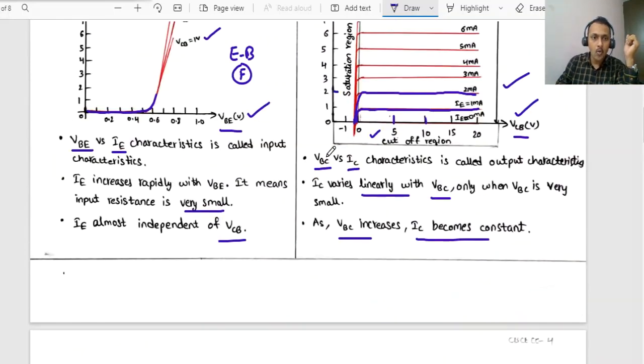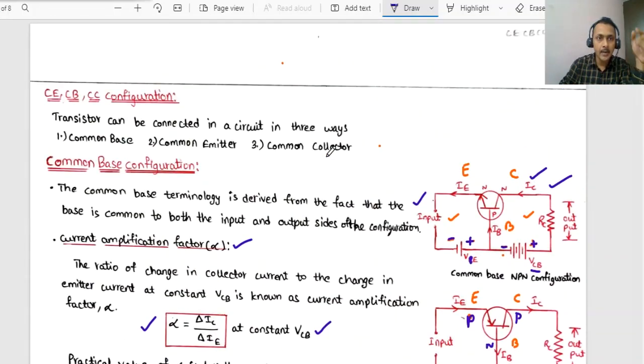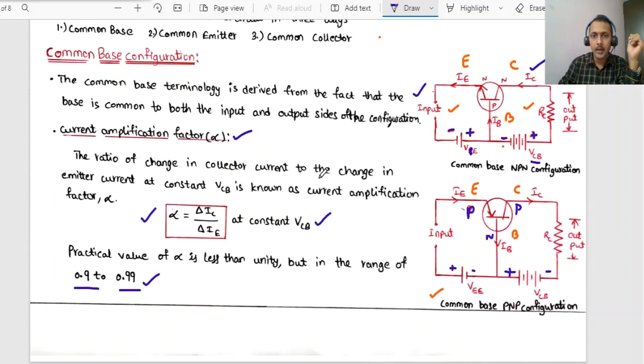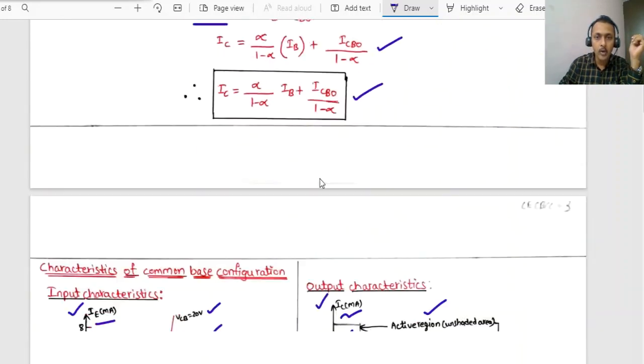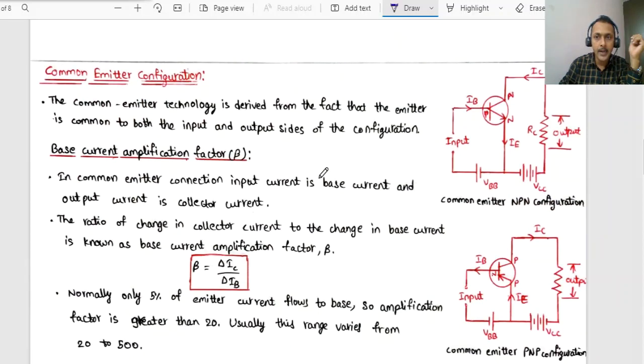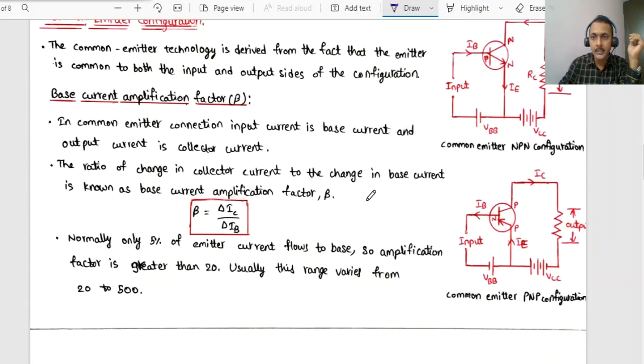In the previous video, we completed the common base configuration. Now, in this video, we are going to discuss the common emitter configuration. We will see its diagram in NPN mode and also in PNP mode. In NPN, what will be the circuit diagram? This is the circuit diagram. And the base current amplification factor beta is given by the change in output current to the change in input current. Here in this context, it is delta IC by delta IB.